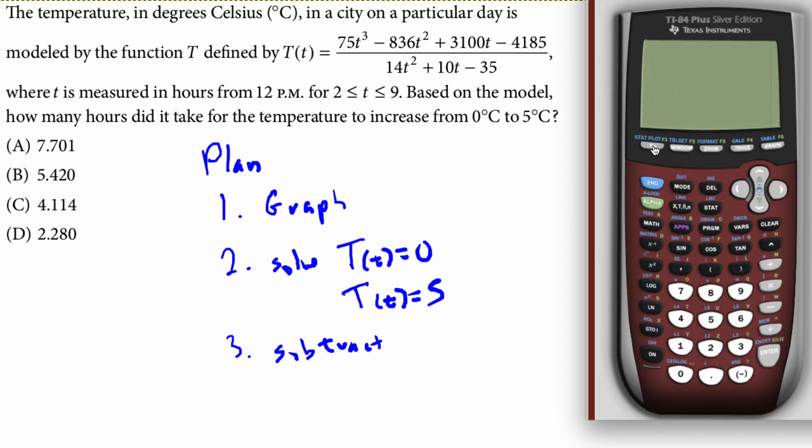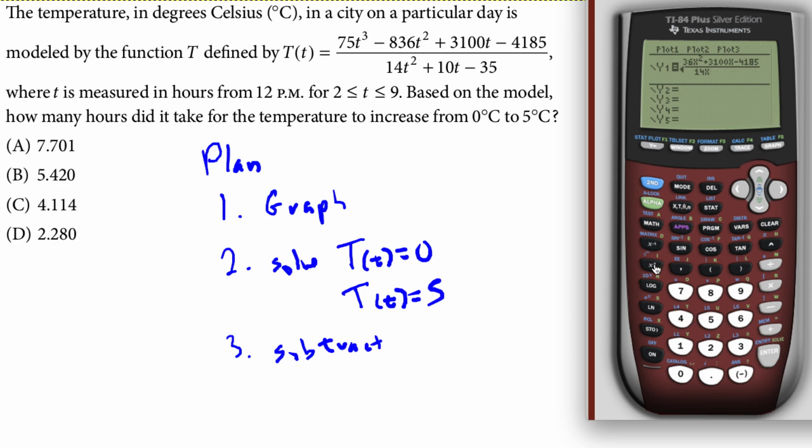First, graph. Let me clear that out. So I'll do it the smart way. If I have it, may as well. 75, and I'll use an x here. 75x cubed minus 836x squared plus 3100x minus 4185. I'm going to double check these before I do anything else.